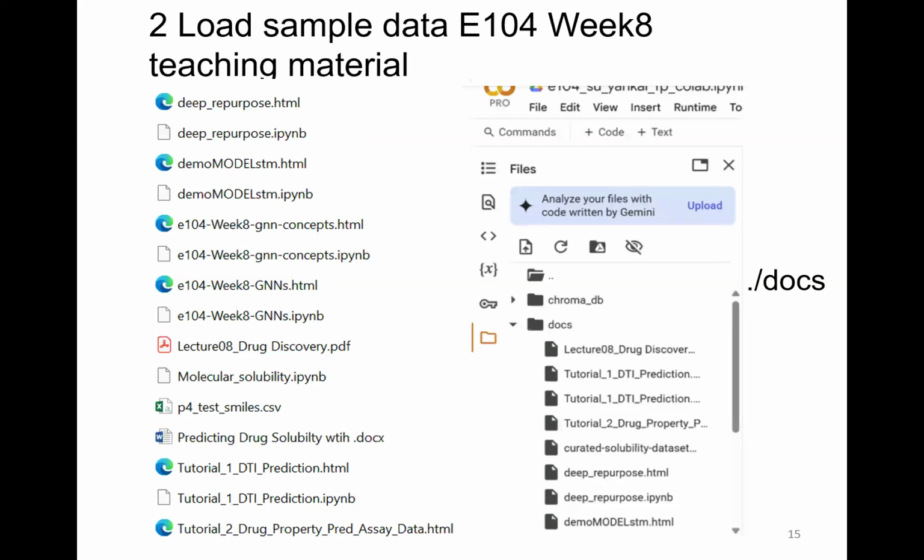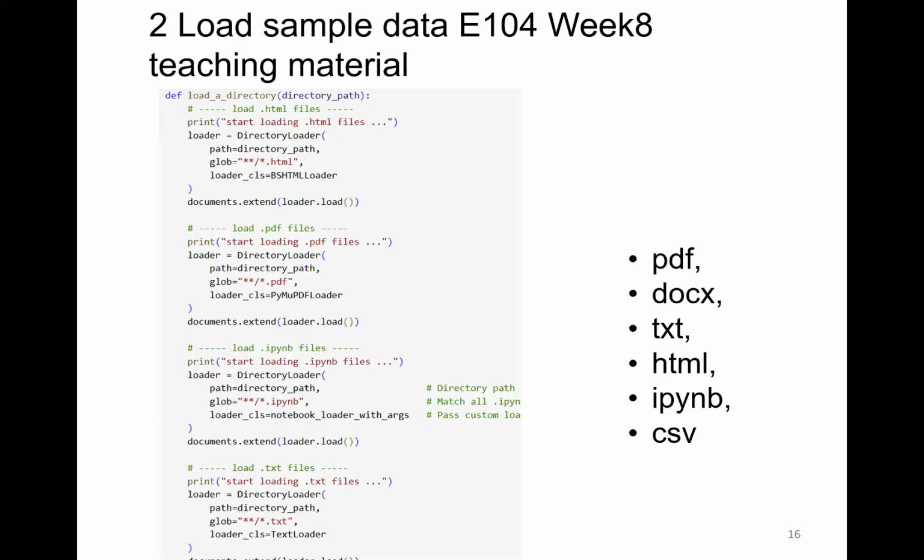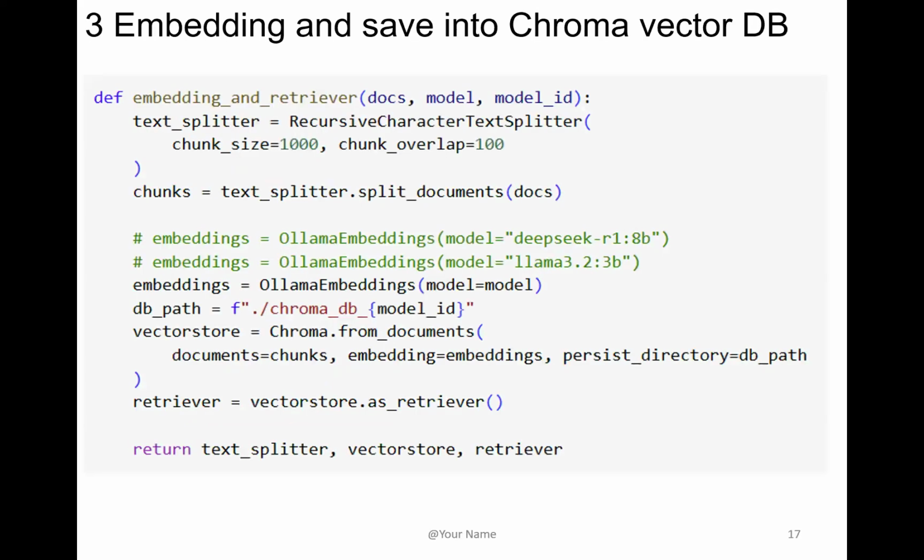a folder named docs. We build a function to load the directory. So whatever file is under this directory, it could be of different file formats, like PDF, Word, text, TXT, HTML, IPython notebook, and CSV. Each one we give a different loader, and then we load it, and then we do the embedding.